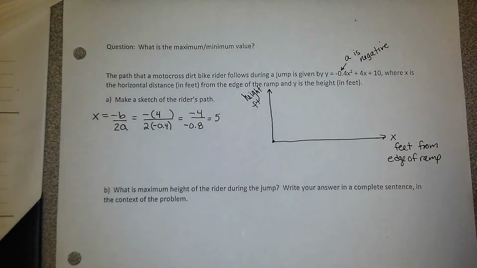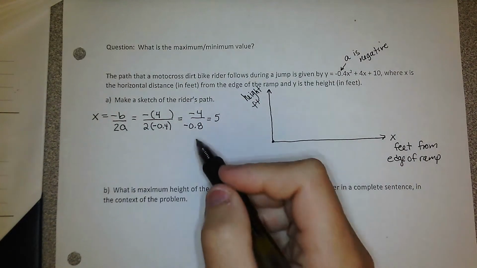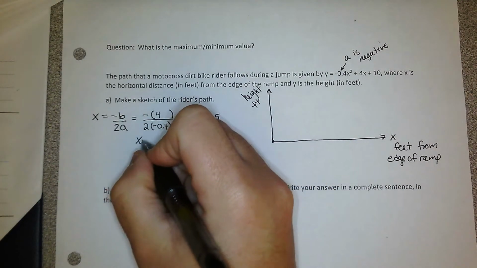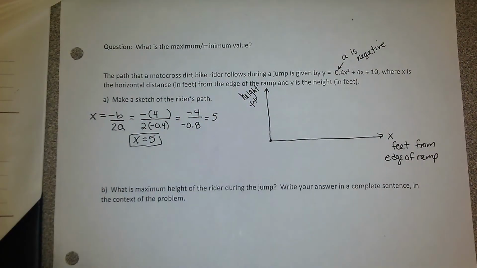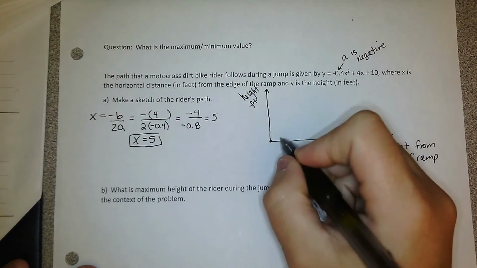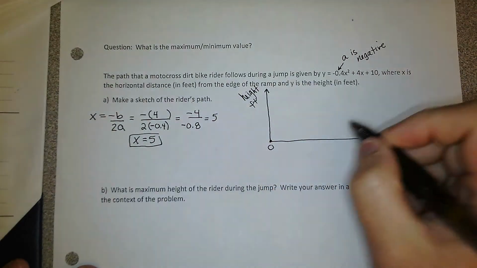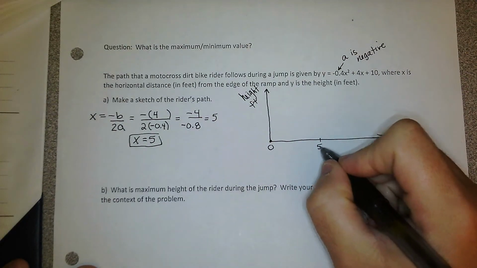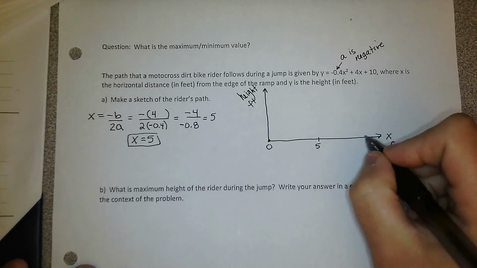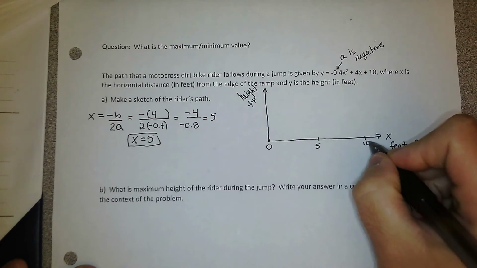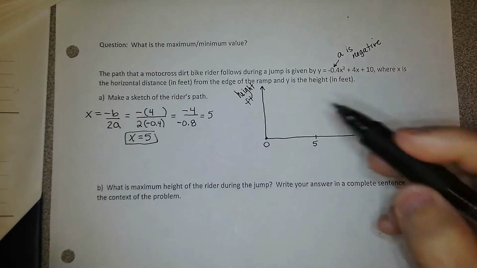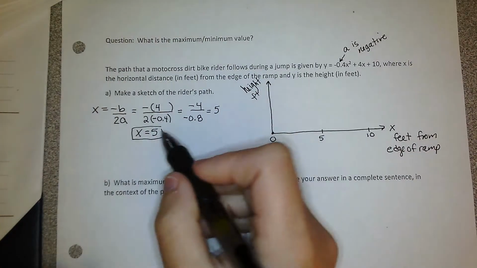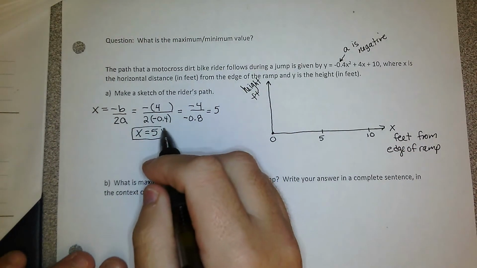So x represents the feet from the edge of the ramp, and x equals 5 is the middle of the jump. The axis of symmetry represents the middle. So we know that if this is 0 feet from the ramp, and this is 5 feet from the ramp, and that's the middle, then the other side has to be 10, because again, axis of symmetry is symmetrical, so that's how that's going to work.